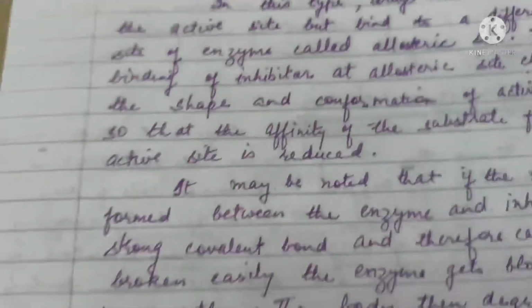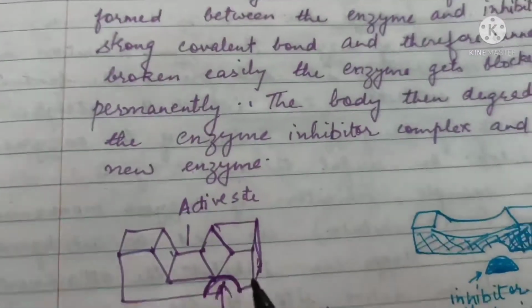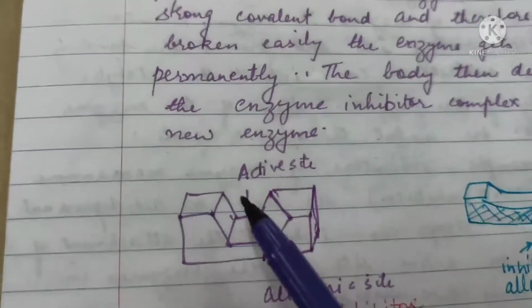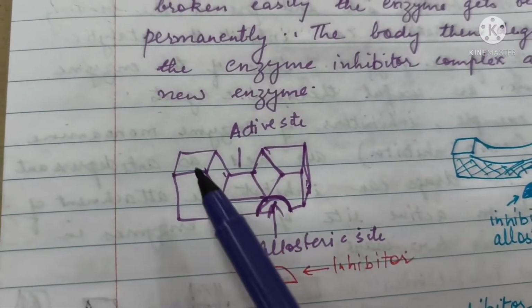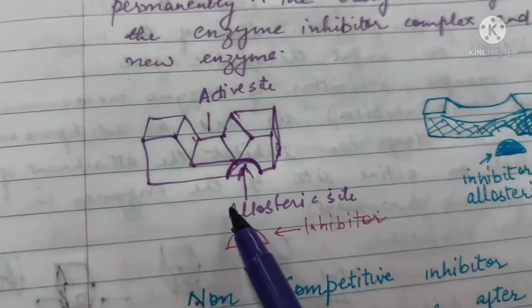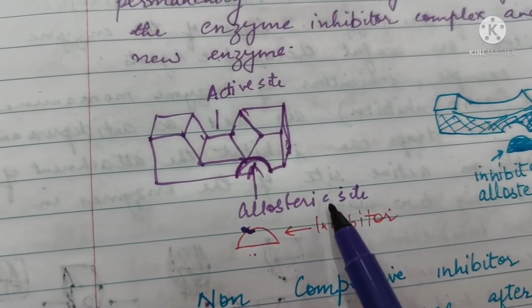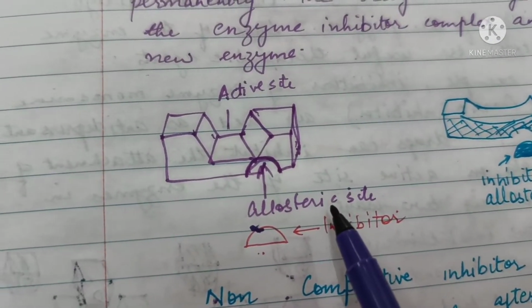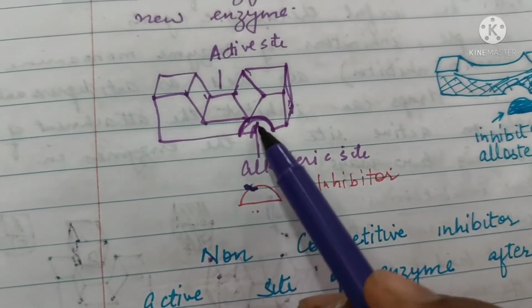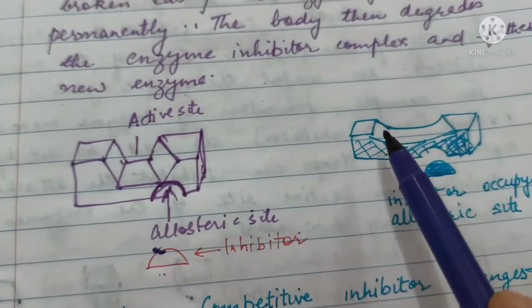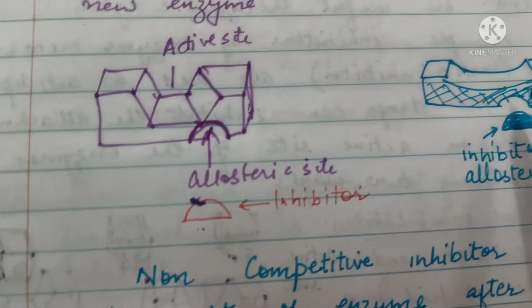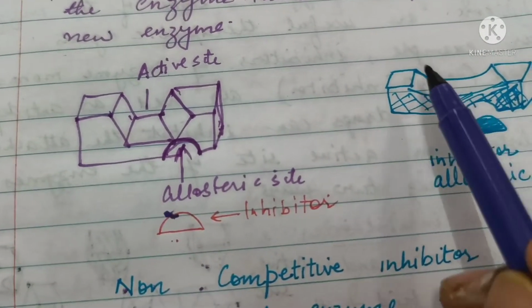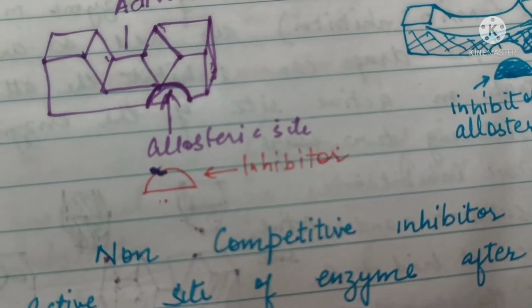Second is non-competitive inhibition. In this type, the drugs do not bind to the active site but to a different site on the enzyme, which is called the allosteric site. The attachment of the inhibitor to the allosteric site will change the shape of the active site, and as a result the substrate can no longer bind to the active site.